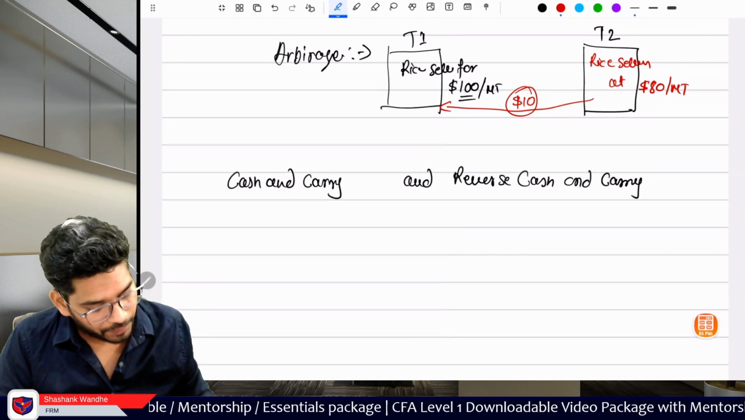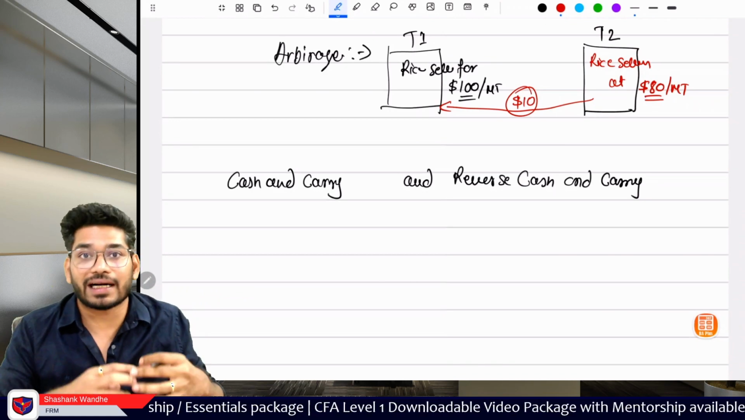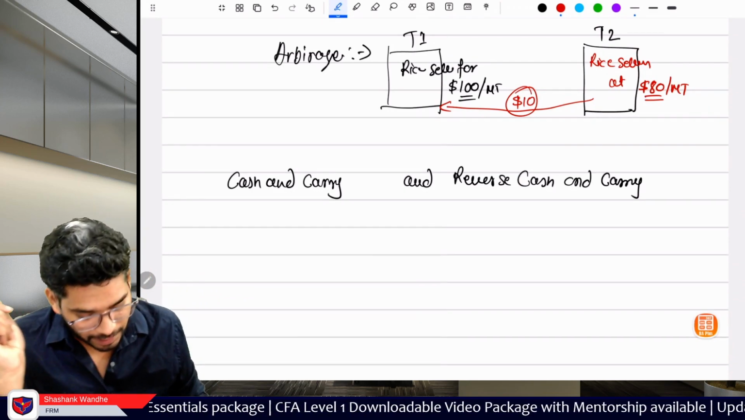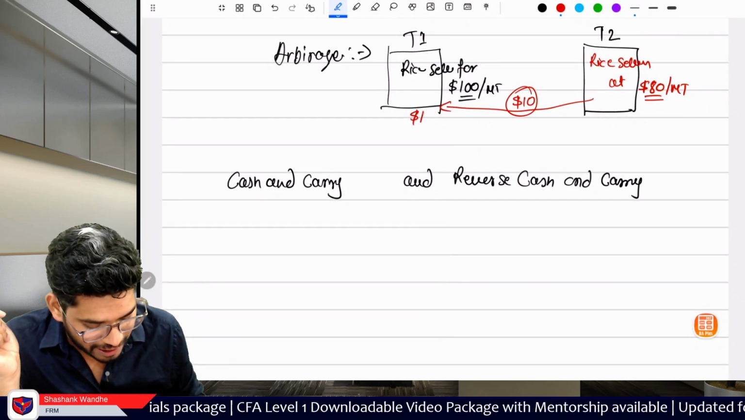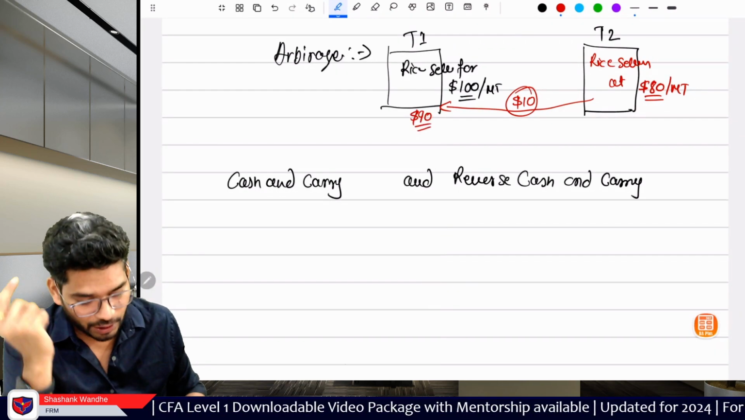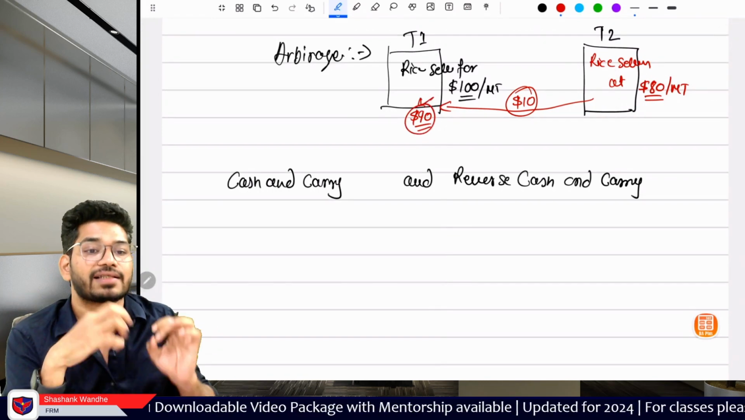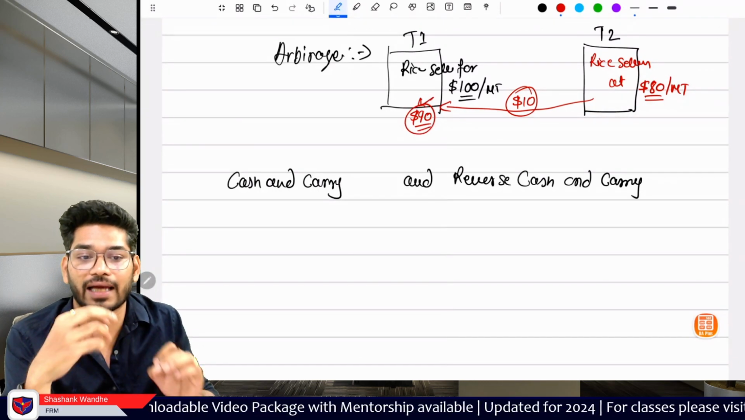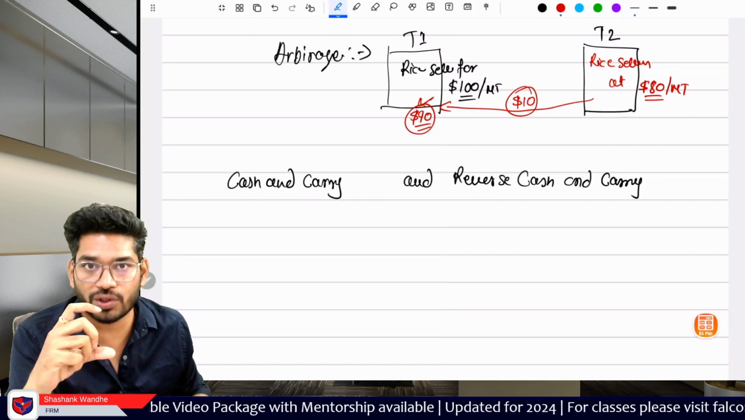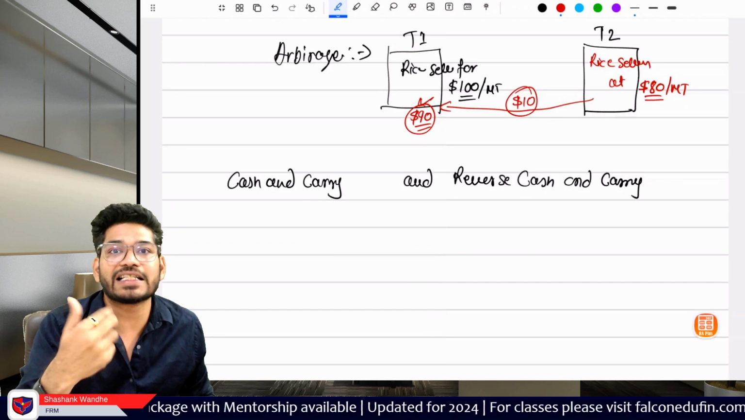So what will happen? You will buy rice at $80, then you will incur a transportation cost of $10. This means the landed cost in town 1 is $90. Still you have this arbitrage opportunity, because you are able to bring rice into town 1 at $90 and sell it at $100. So you are gaining $10. Once you know this opportunity, you will be repeating this frequently.